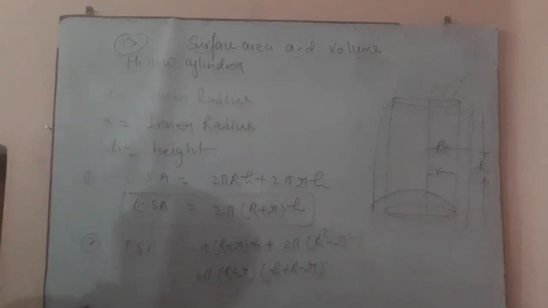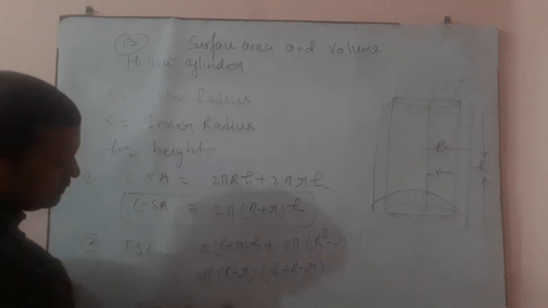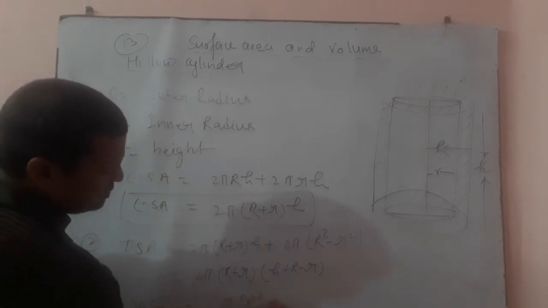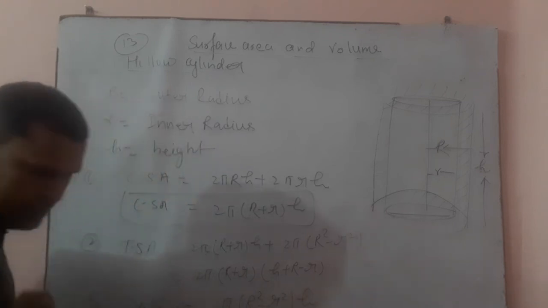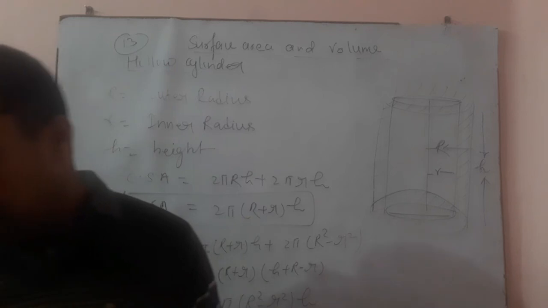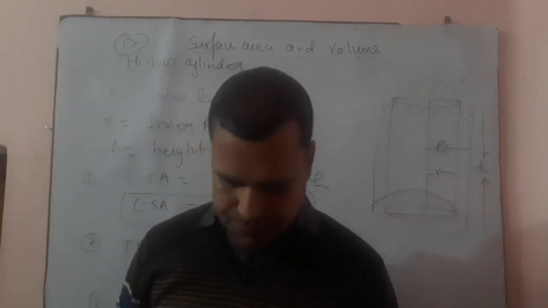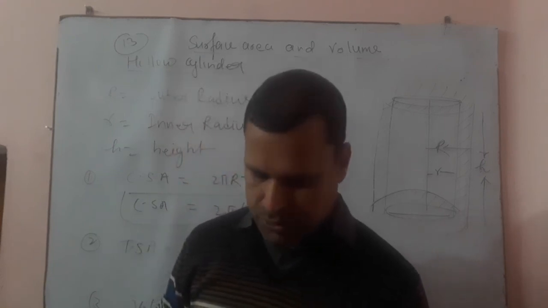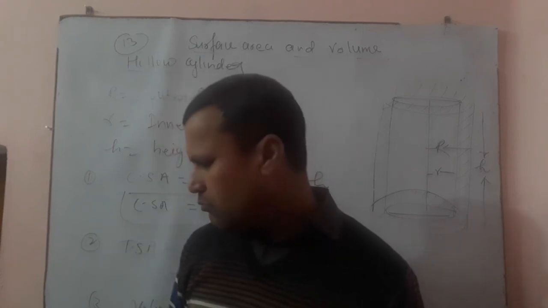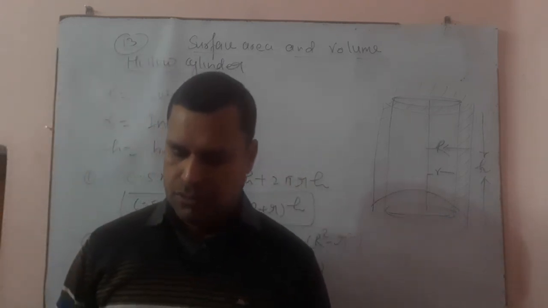And one more formula, that is the volume: pi (capital R square minus small r square) into h. With the help of this formula, we can solve exercise 13.2. See one question. Okay, thank you.